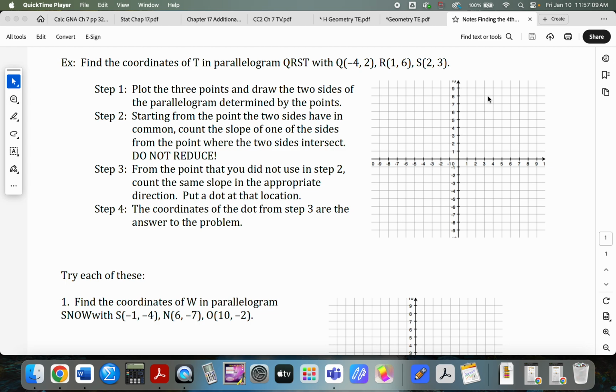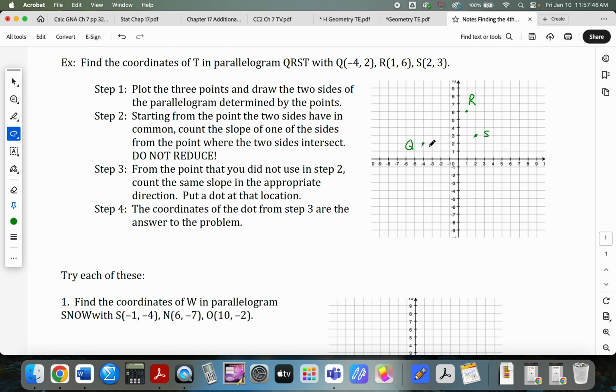All right, so for this one, they tell us that it's parallelogram QRST. And they give us that Q is at negative 4, 2. So I'm going to plot that point. R is at 1, 6. S is at 2, 3. And then there should be 2 sides.